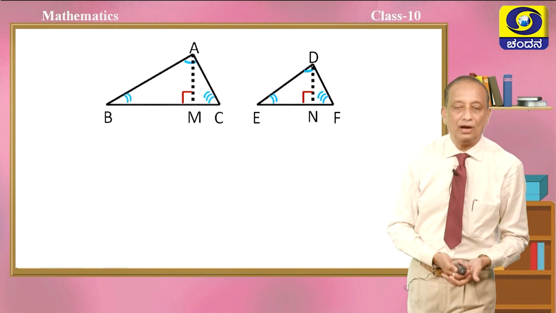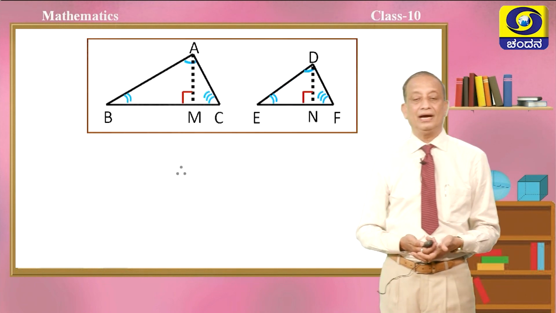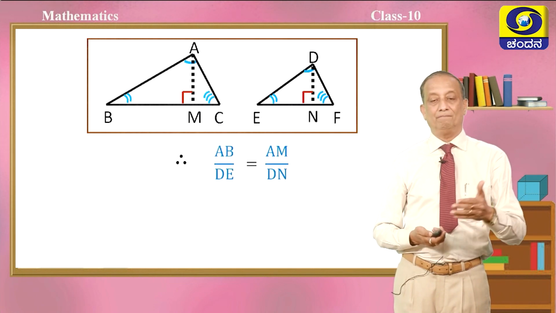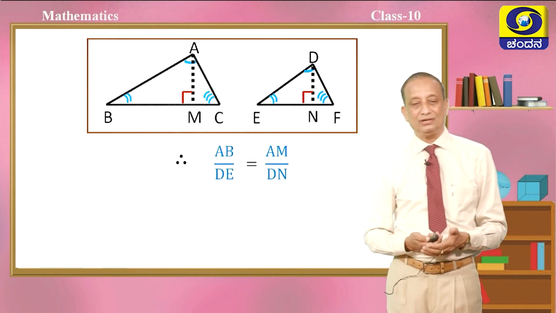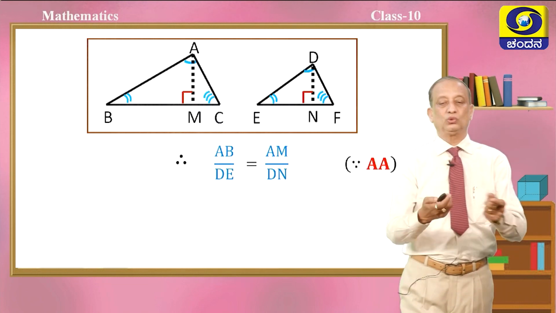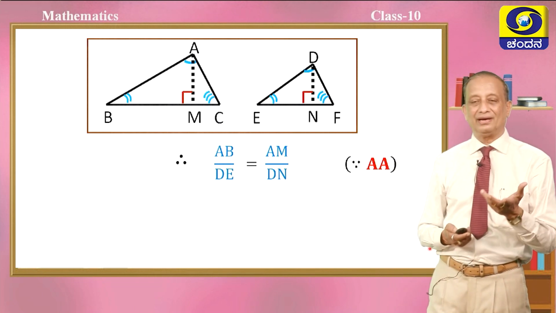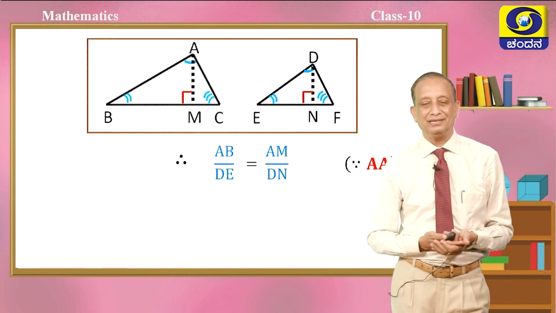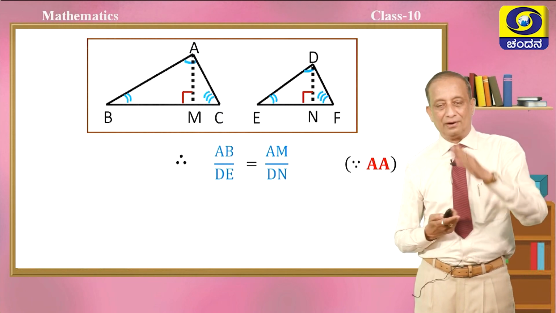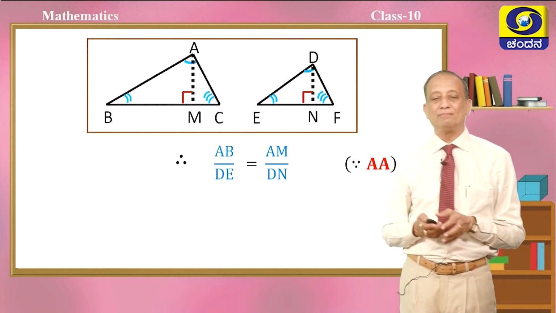Now, in this figure we have understood that AB by DE is equal to AM by DN because those two are equiangular. When they are equiangular, the corresponding sides must be in the same ratio. So on account of AAA criteria, AB upon DE is equal to AM upon DN.